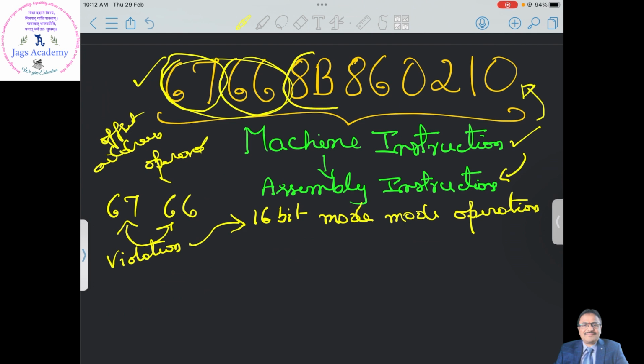Then, using the next 16 bits, you are supposed to get your instruction, and the remaining are the displacement. Now you see here, how do you get the instruction? You have 8B86. Convert it into binary.